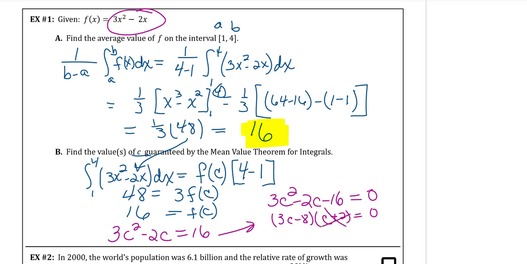And we can ignore this one because our interval is from 1 to 4, so a negative number will not be on our closed interval. So our c is going to be 8/3.